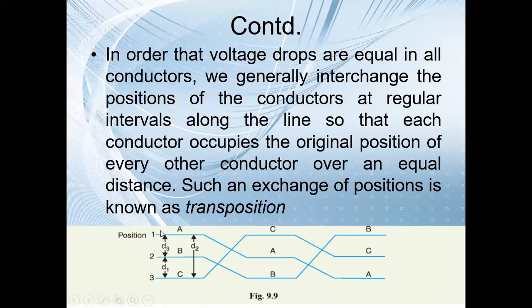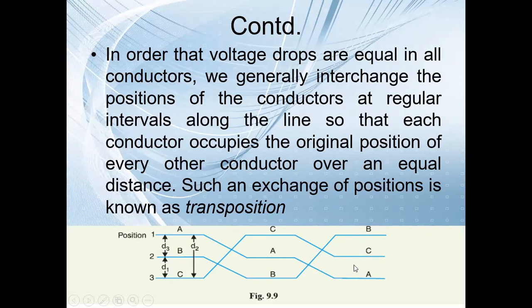For example, in the first interval, the position of conductor A is first, then B, then C. In the next interval, conductor A takes the second position, conductor B takes the third position, and conductor C takes the first position. Let us say each interval is 100 kilometers, so for 300 kilometers this is the configuration. In the third interval, conductor A takes the third position, conductor B takes the first position, and conductor C takes the second position.